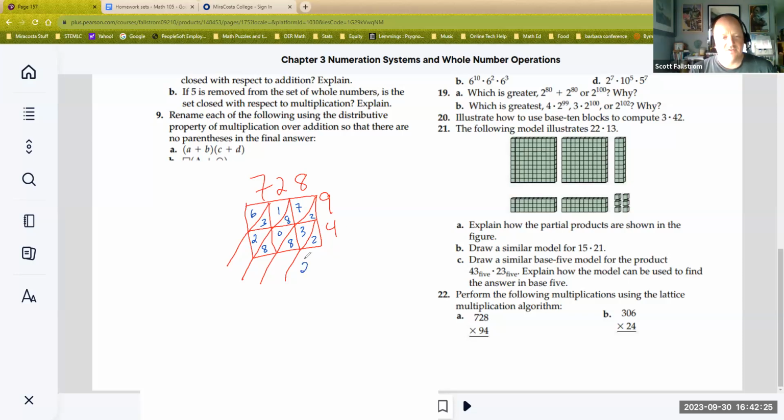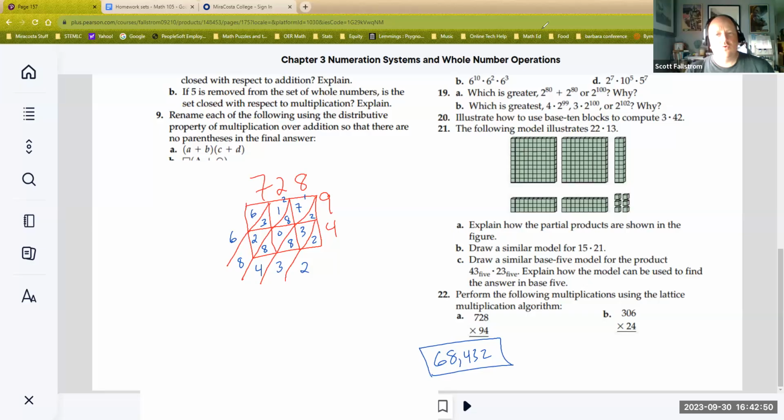So your ones become twos here. 8 plus 2 is 10, 13. So I bring a 1 to regroup. 8 plus 8 is 16, plus another 8 is 24. So 4 with a 2 regroup. That's a big one. 2, 4, 5, 6, 7, 8. There's an 8 and a 6. So my final answer here would be 68,432 using this lattice algorithm.